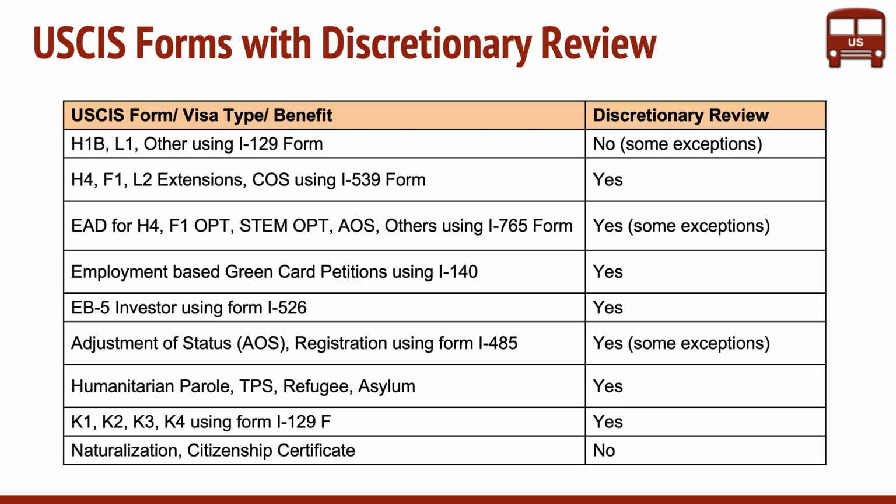Of course, there are some exceptions here. And the other one is employment-based green card petitions, which are basically the I-140 form; it's applicable in that context as well. Or investor visas, or anything related to I-485 forms, adjustment of status, and other aspects like K1 visa and humanitarian parole, all of these it applies to. And of course, it doesn't apply to naturalization and citizenship certificates. So this is a quick summary of the forms it applies to.